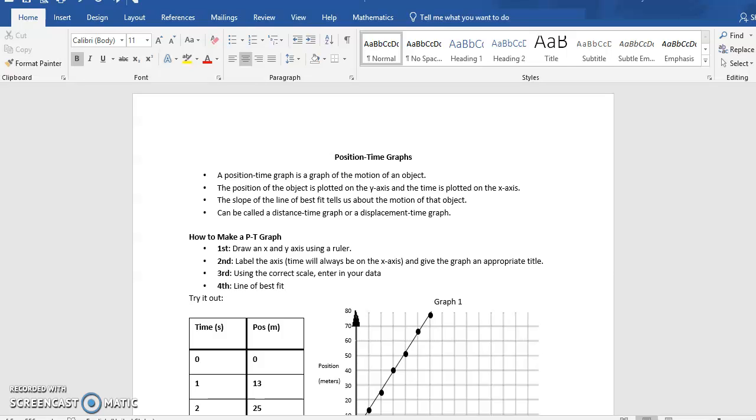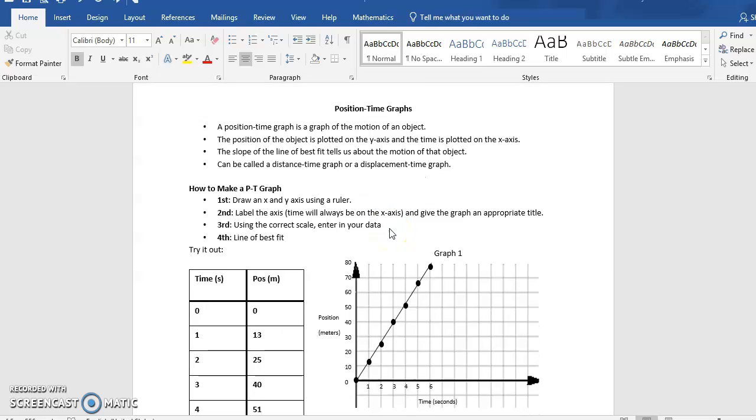So a position time graph is a graph of the motion of an object. The position of the object is plotted on the y-axis and time is plotted on the x. That's really important, so make sure you know that every time you're doing a position time graph, position is on the y-axis, which is the up and down axis, and time is on the x, which is the across axis. The slope of the line of best fit tells us about the motion of that object, and they can also be called distance time graphs or displacement time graphs.